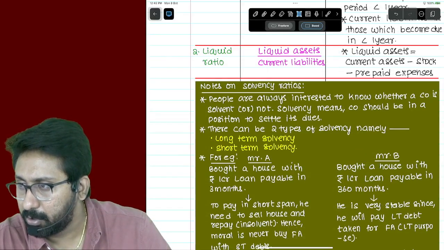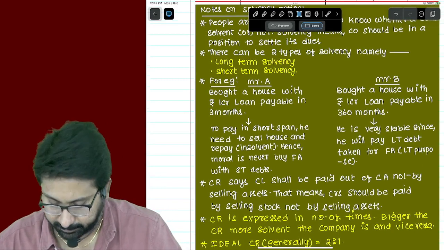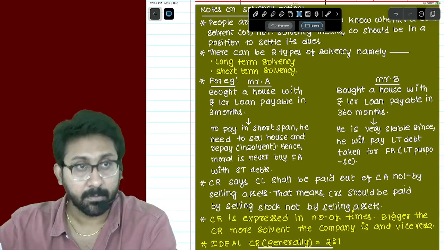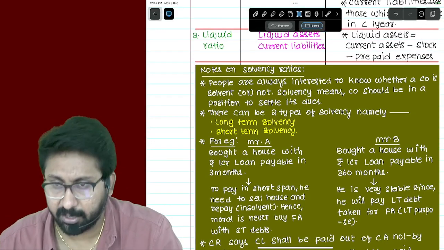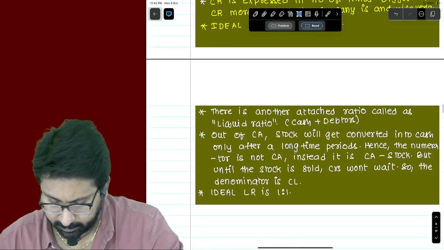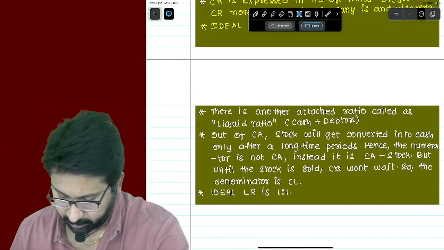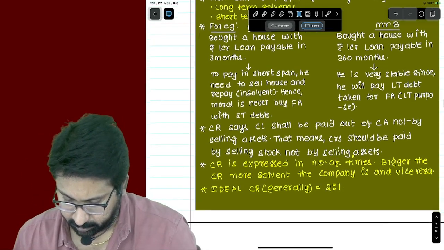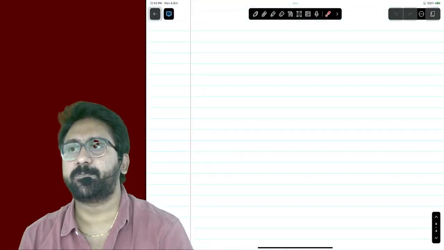Keep the heading below. Notes on solvency ratios. Just keep the heading, don't read anything. Notes on solvency ratios. Okay, see here. No noise please, shall we?